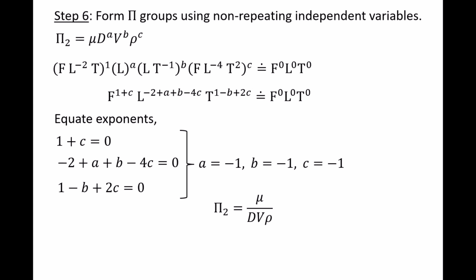Since we only need to find 2 pi groups, we can move on to step 7. If there were more non-repeating independent variables, we would have to repeat this process with each of those variables. When finding pi groups, there is a lot of tedious algebra, and it is very easy to make a simple mistake that would result in an incorrect pi group.